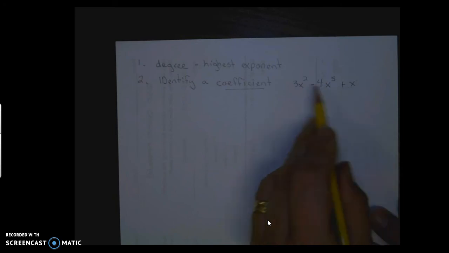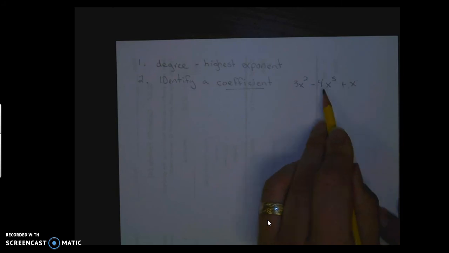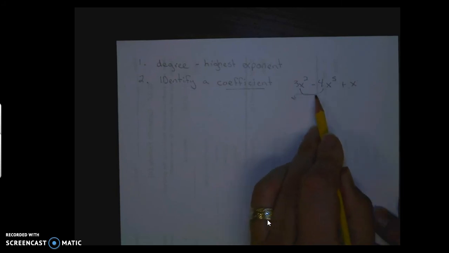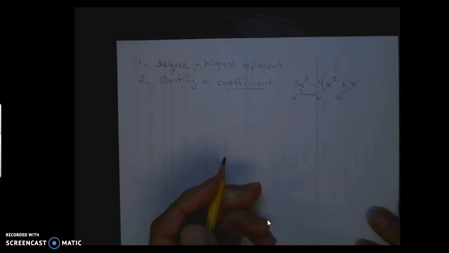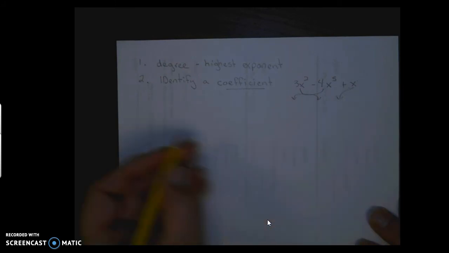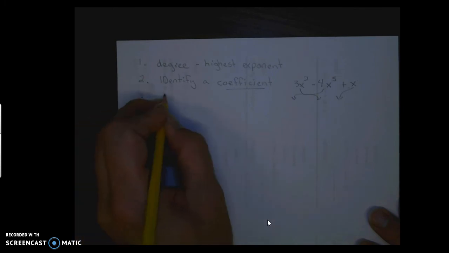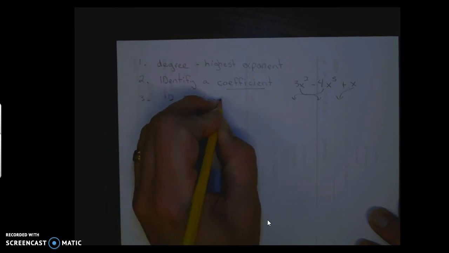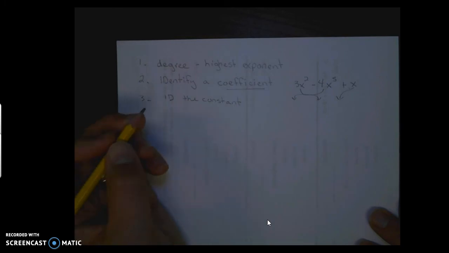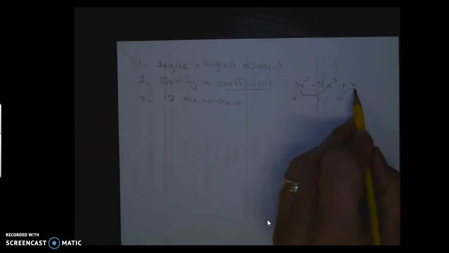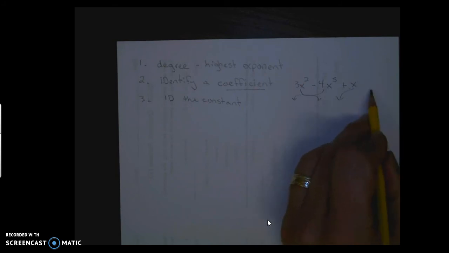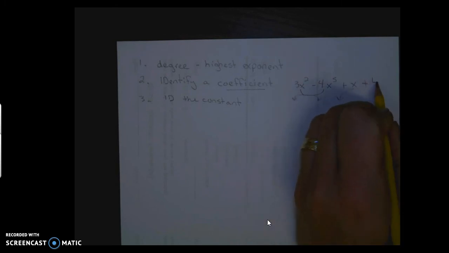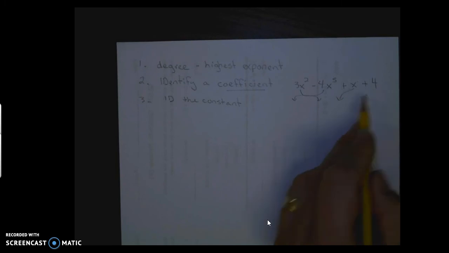And you also need to know how to order these, where this term would be first, then this term, and then this term. Third, you'll need to identify the constant. The constant in this polynomial here is 0, since there is no number on the end. But if I had a constant on the end, for example, plus 4, that would be your constant, 4.